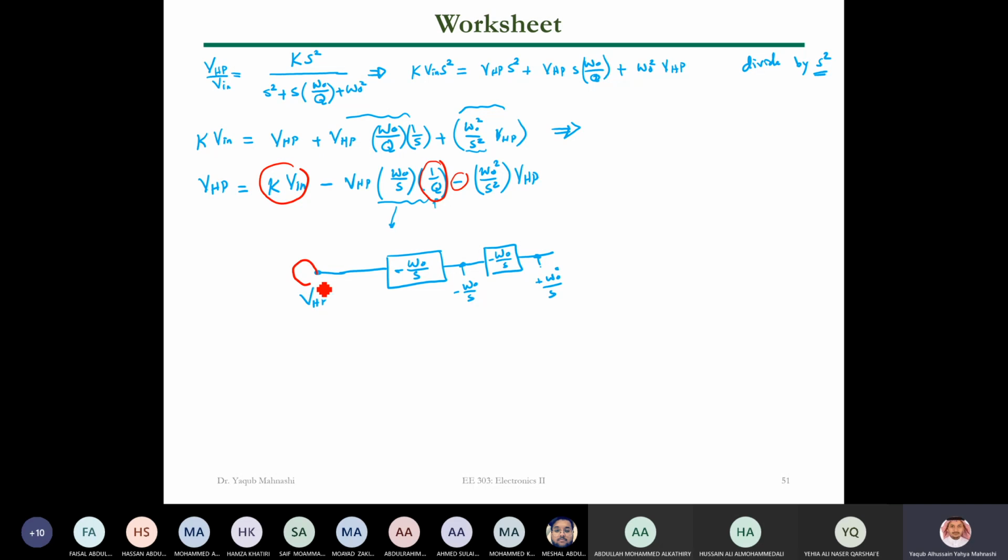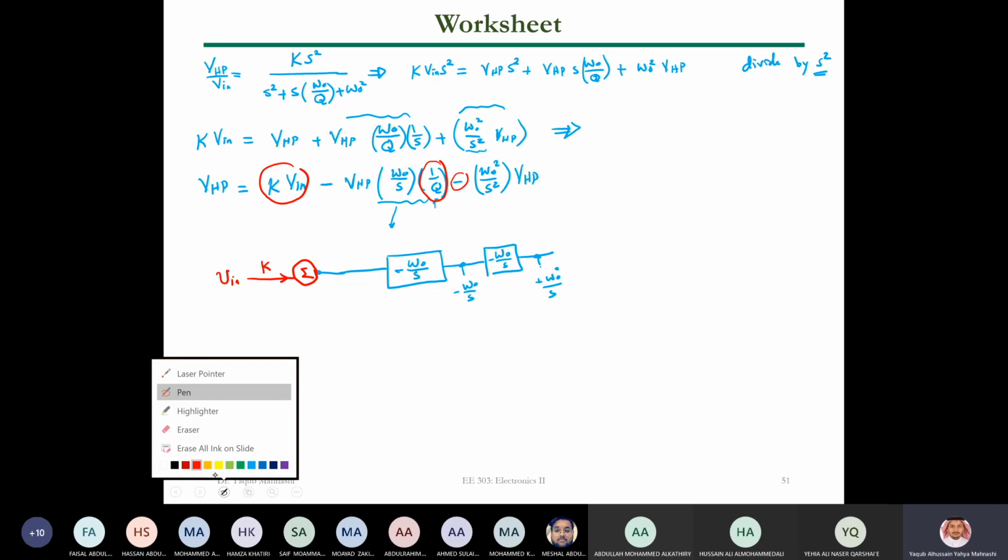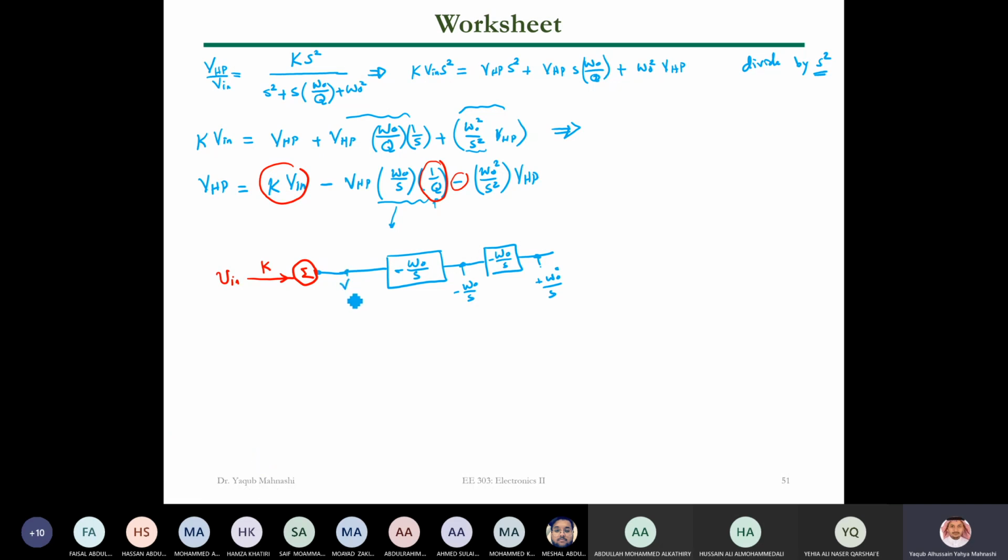So I can do here a summation. I can find an input. So this is an input coming this way. This is K. Okay. Let me move the VH, the high pass voltage here. And now I need to add the output of this stuff here. The output of this one. So I can add the output here.